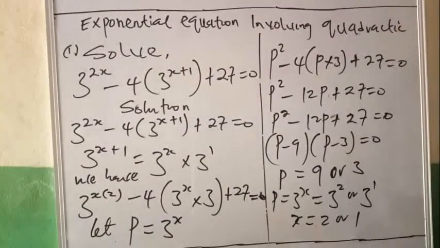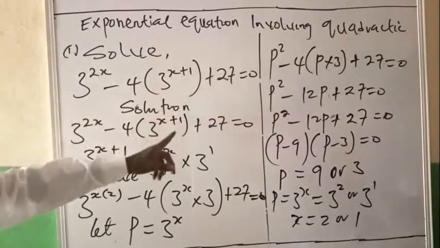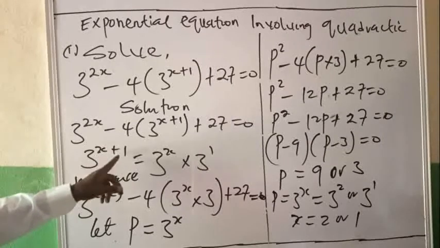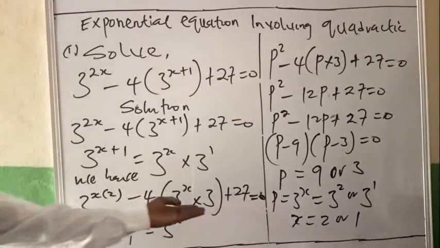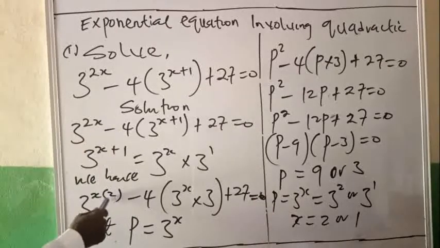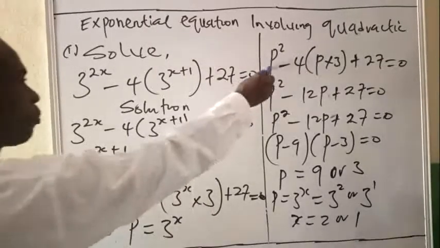So take note of it. First of all, I simplify this to obtain 3 raised to the power of x plus 1 is equal to 3 raised to the power of x times 3 raised to the power of 1. So we write the equation like this. 2x is the same thing as x times 2. So if P is equal to 3 raised to the power of x, anywhere we see 3 raised to the power of x, replace it with P.